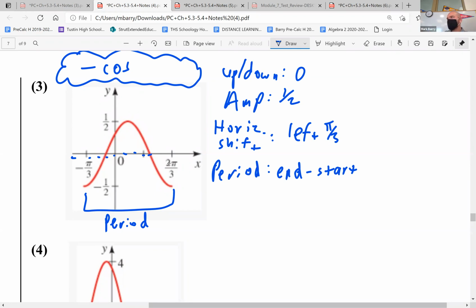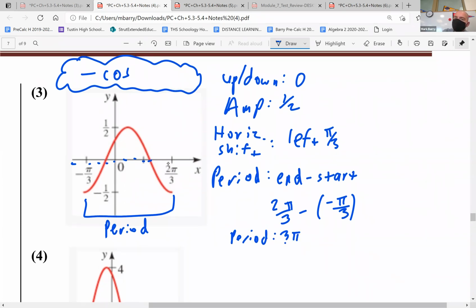Barely. All right, so where does this period end? It ends at 2 pi over 3, x value. Where does this period start? It actually starts at a negative pi over 3. Well, minus the negative, we all know is plus. These already have a common denominator. So the period is 3 pi over 3, which I would really say is just pi.